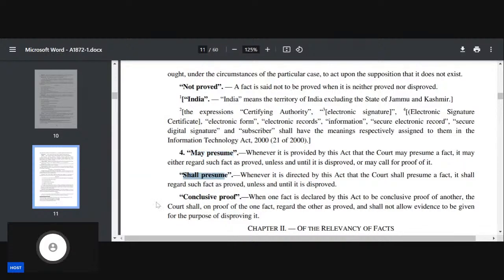Then come to may presume, shall presume, and conclusive proof. Again, a very important part, which is coming under the presumptions. If we see the presumption chapter, may presume, shall presume, and conclusive proof. Very important, right? So presumption generally is presumption of fact and presumption of law and mixed presumption of fact and law. And one thing which you have to understand, there are two terms. One is rebuttable presumption and one is irrefutable presumption. Remember that also, right? And then we have mixed presumptions of law, which is presumption of fact and presumption of law together, right?